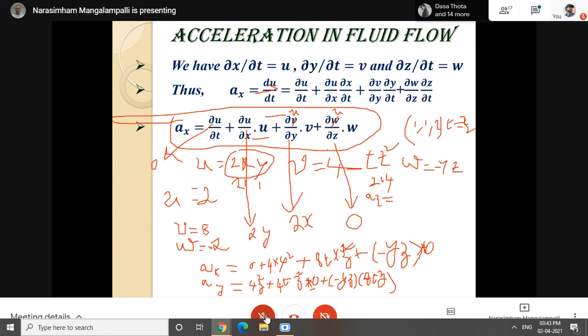Number 7. Sir, in the first term 4xy square, x means 2? X is 1. Sir, in that you have given 2, 1.